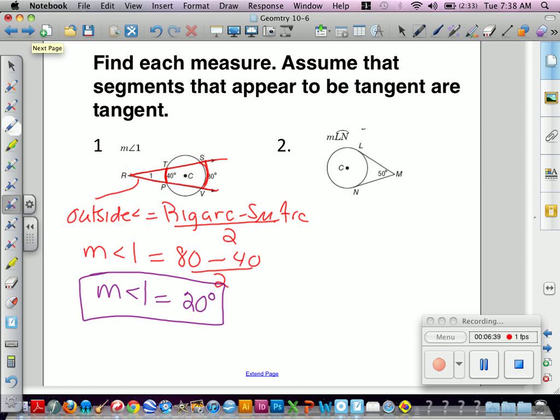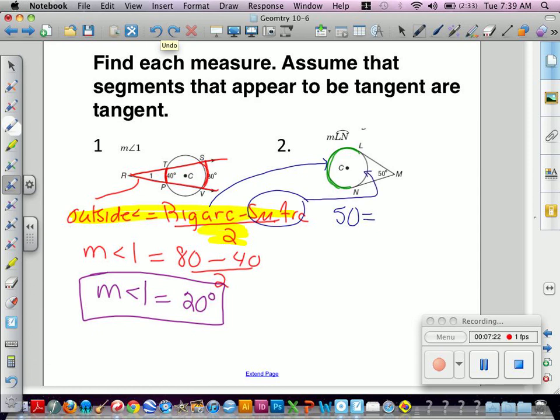Let's look at example number 2. This time I'm looking for the measure of arc angle LN. So I'm looking for this arc angle. So once again, I have an outside angle. So I'm going to use, oops, my apologies. I'm going to use this formula right here. So I know my outside angle, it's 50. So I'm going to write 50 equals. I need to take my big arc. Okay, there's nothing there, right? And then, so then you're thinking, well, I'm going to look for my small arc.